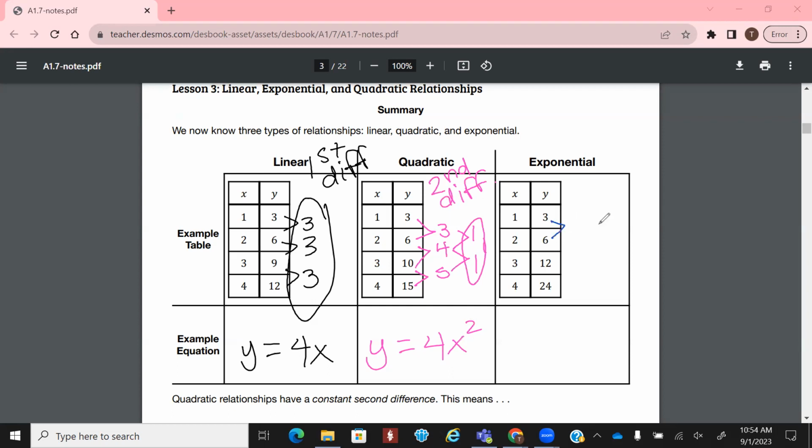On the next one, if I find the first difference, that's 3, 6, 12. If I do it again, I get 3, 6. Neither one of these is the same, right? So we're going to look and see if there's a common ratio that it's being multiplied by in order to make sure that we're exponential. Well, what are we multiplying by each time? 2. So since there is a ratio of 2, that makes it exponential. An example of this would be something like y equals 2 times 4 raised to the x.